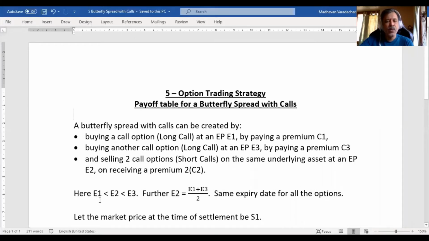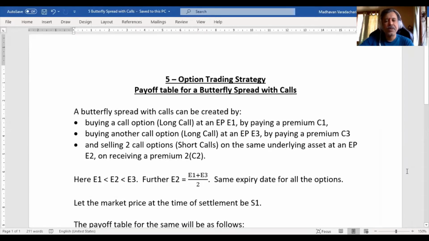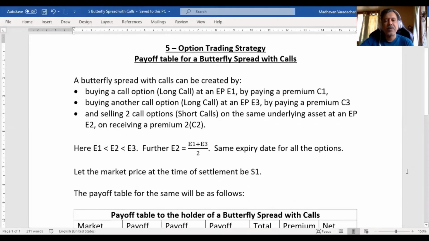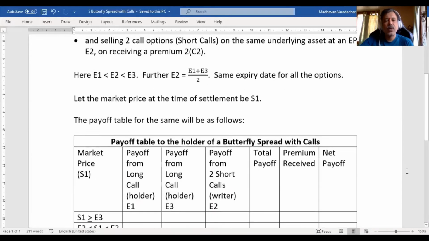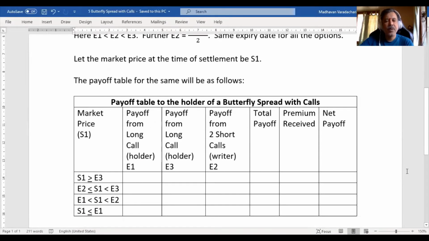Again, in this also E1 is less than E2, which is less than E3, and E2 is the average of E1 and E3. Expiry date is the same for all the options. Let us assume the market price at the time of settlement to be S1. Then we can create the payoff table as follows. We have the following possibilities. The market price can be larger than the largest exercise price, or it can be in between E2 and E3, or it can be in between E1 and E2, or it can be lesser than the least exercise price.